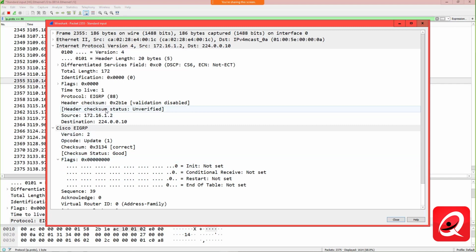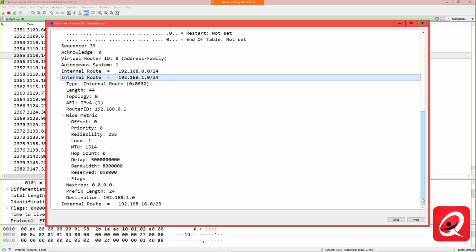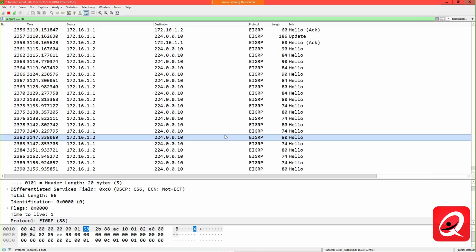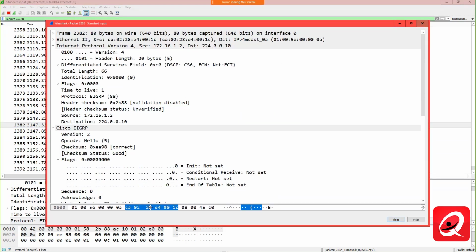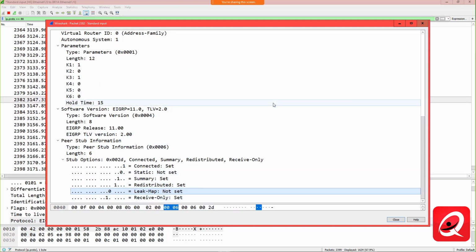Do I see any stub? Well, this is an update, so that's okay. But it's definitely advertising the route. It's definitely advertising the route. Make sure that we're advertising ourselves with a stub flag. Now I did notice something here, and this actually could be, well, this is interesting. Leak map not set. Leak map not set.